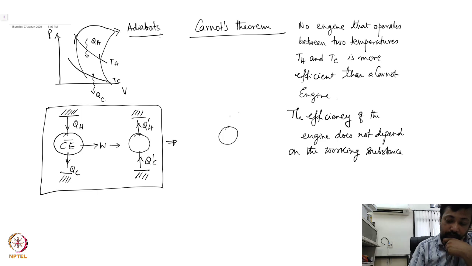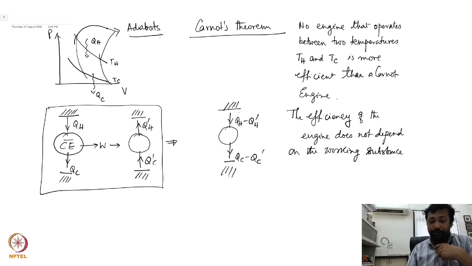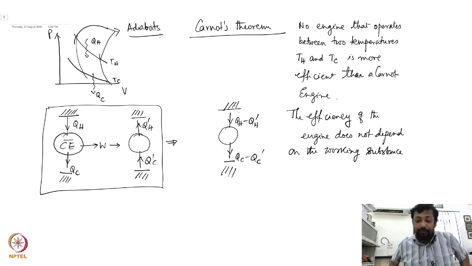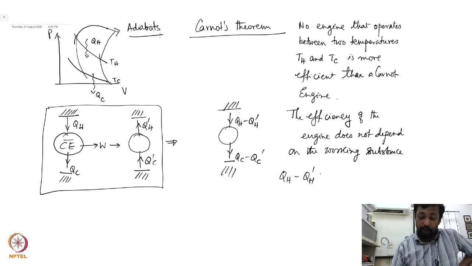So essentially I will do it in the following way. I will write it down as QH minus Q prime H, and QC minus Q prime C. The reason I have done it is that if the arrows were reversed, then it violates the Clausius theorem, the statement of the second law. So it follows that QH minus Q prime H must be positive.